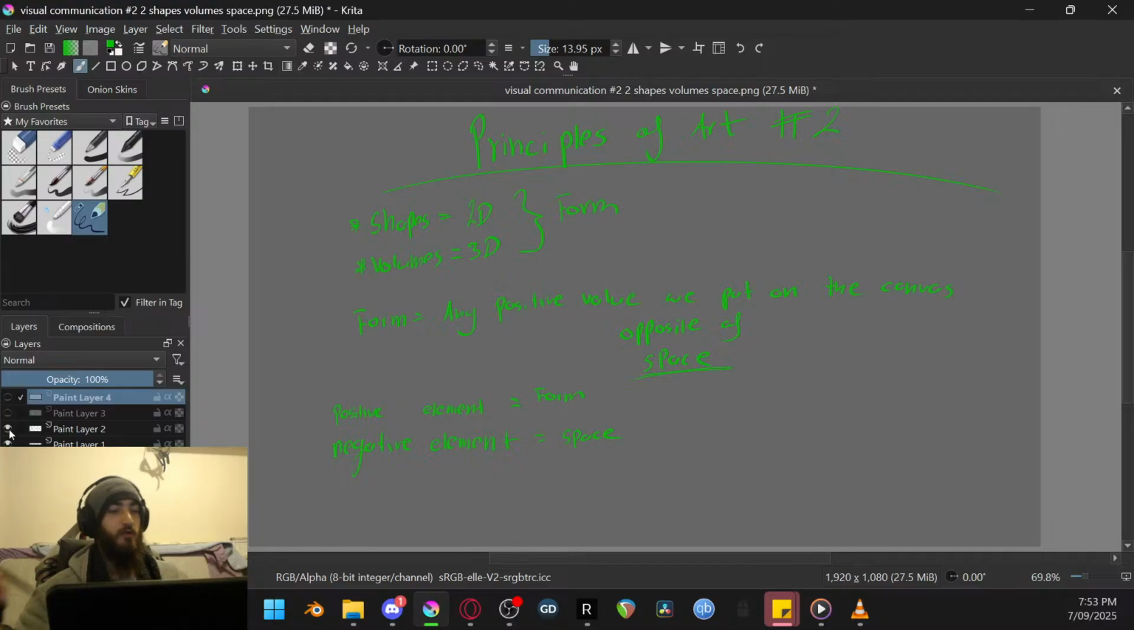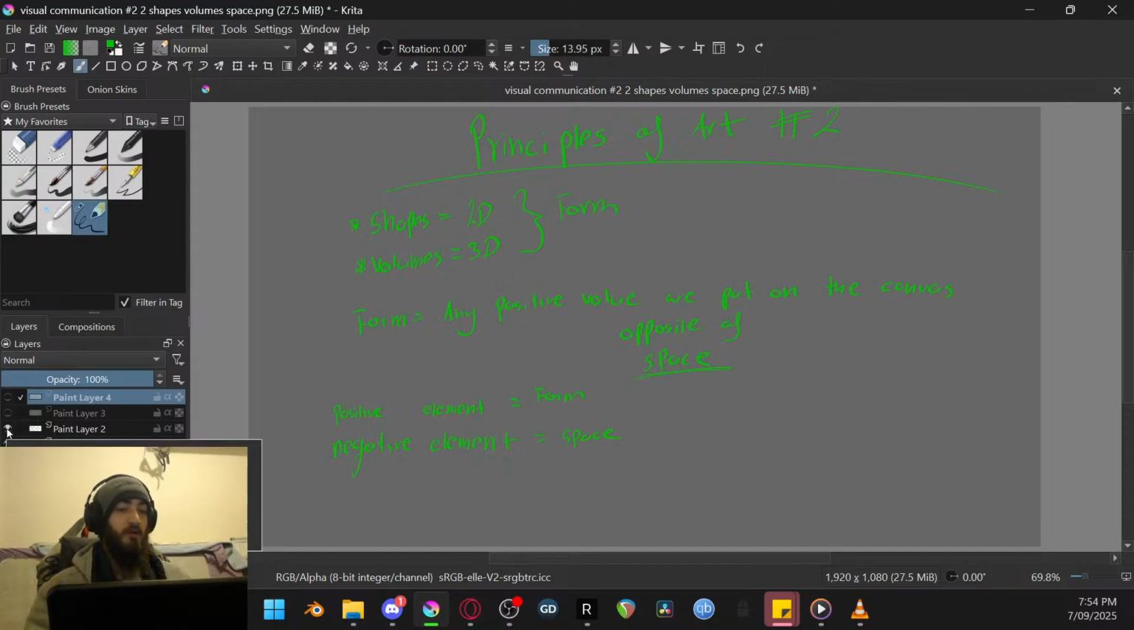So to go over a quick recap, because you weren't here, because it's the end of the stream now. The principles of art number 2 is shapes and volumes. Shapes are 2D, volumes are 3D, and they both equal form. Form is any kind of positive value we put on the canvas, opposite of space. So we've got a positive element, which is form, and a negative element, which is space, the stuff we're putting stuff on.